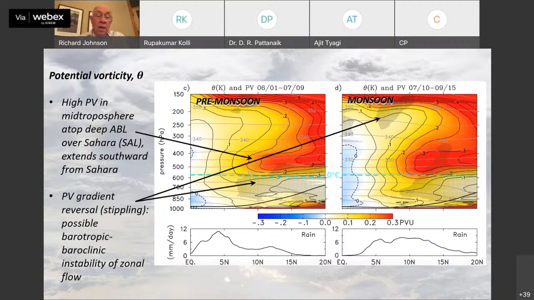And the PV field, if you look at the north-south gradient of this PV field, the stippling shows where there are reversals. And this goes back to where Bob Rupa shows that this indicates there's therefore possible barotropic baroclinic instability of the zonal flow in this region associated with the African easterly jet.